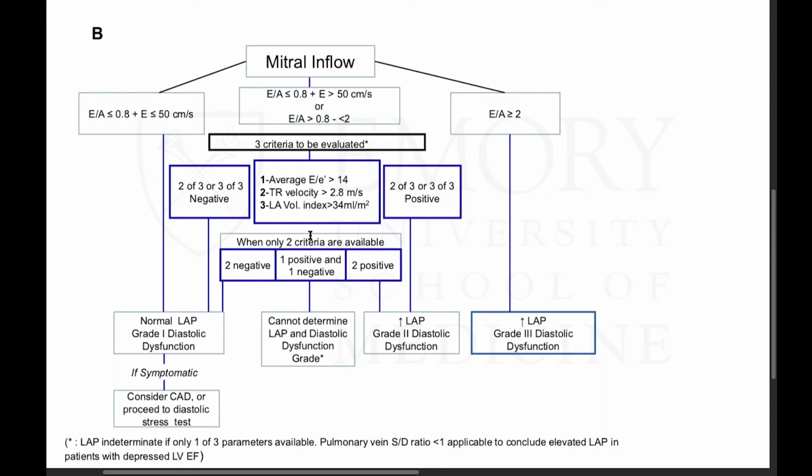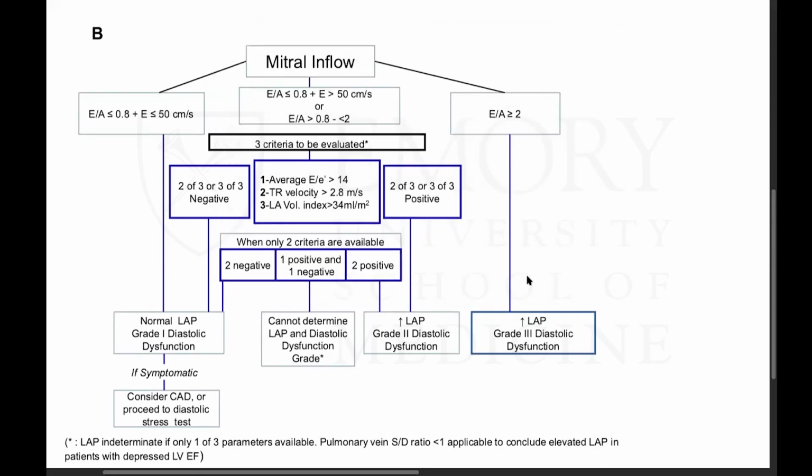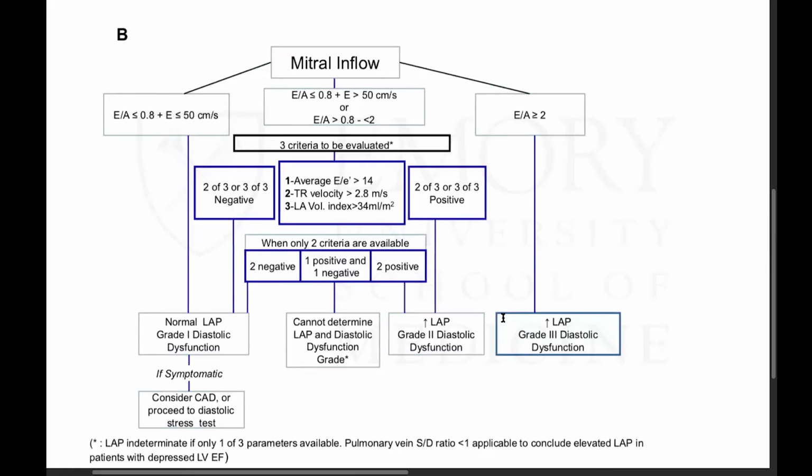So if you have someone with a normal E to A ratio with a low ejection fraction, it's probably grade 2 diastolic dysfunction. Reverse E to A ratio, it's probably going to be grade 1 diastolic dysfunction. And an E to A ratio greater than 2 is going to be someone with high left atrial pressure. And you can look at this at your leisure.